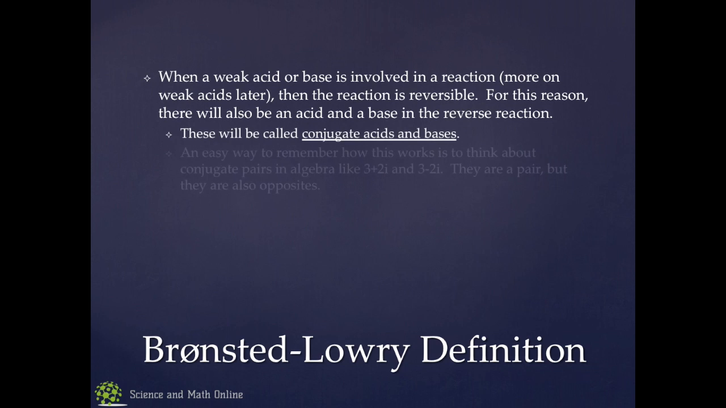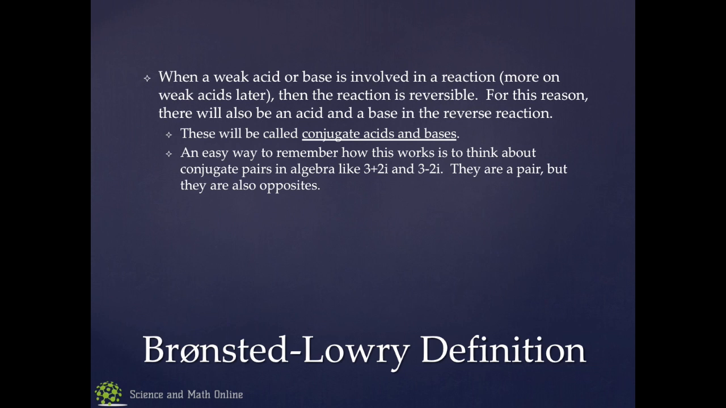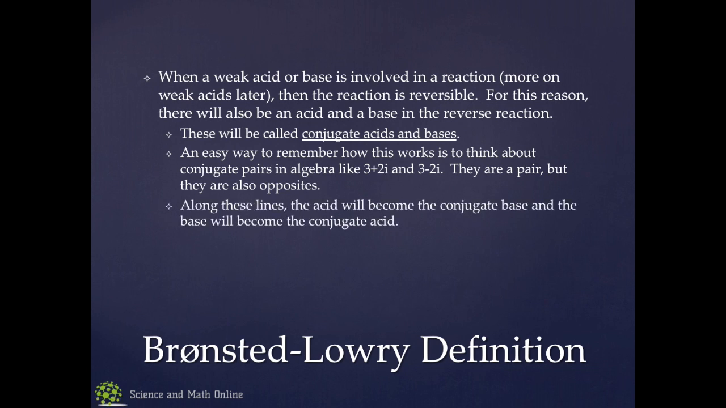An easy way to think about this is if you remember imaginary numbers or complex numbers in algebra, you have a conjugate pair. So 3 plus 2i and 3 minus 2i are a conjugate pair. A lot of times it's written 3 plus or minus 2i. They are a pair, but they are opposites. In the same way, the conjugate acid and base will be opposites, therefore the reverse reaction.